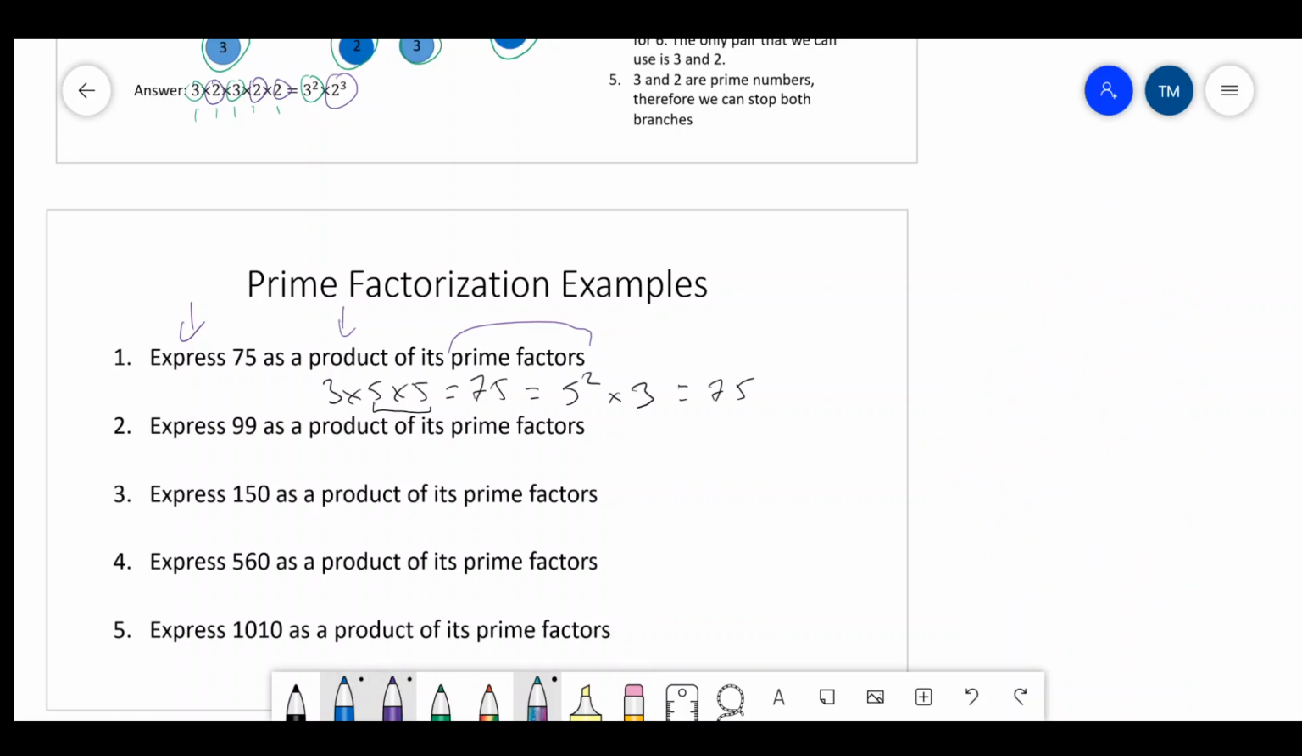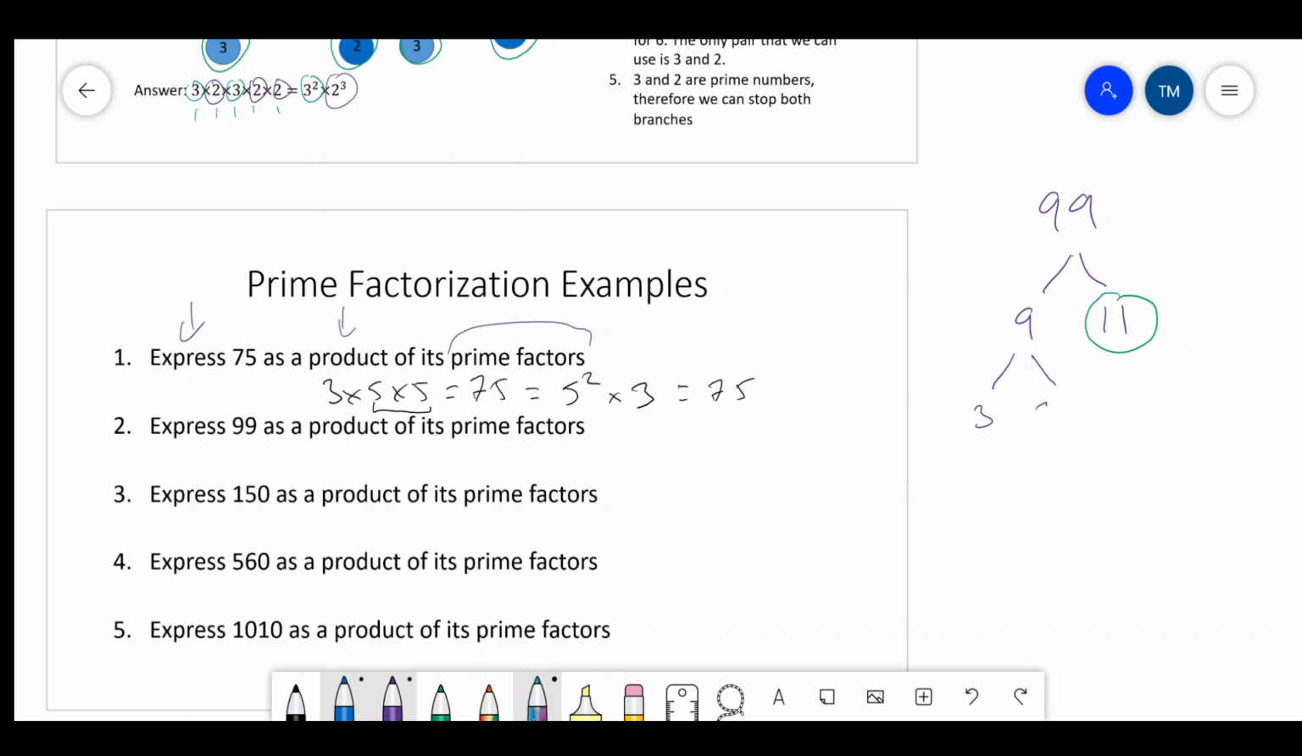The next one is 99, so we'll do 99 as a product of its prime factors. Well, the one that I will pick is going to be 9 and 11, because that is the one that shouts out to me the most. I note that 11 is a prime number, and then I go through and I say, well, what makes up 9?